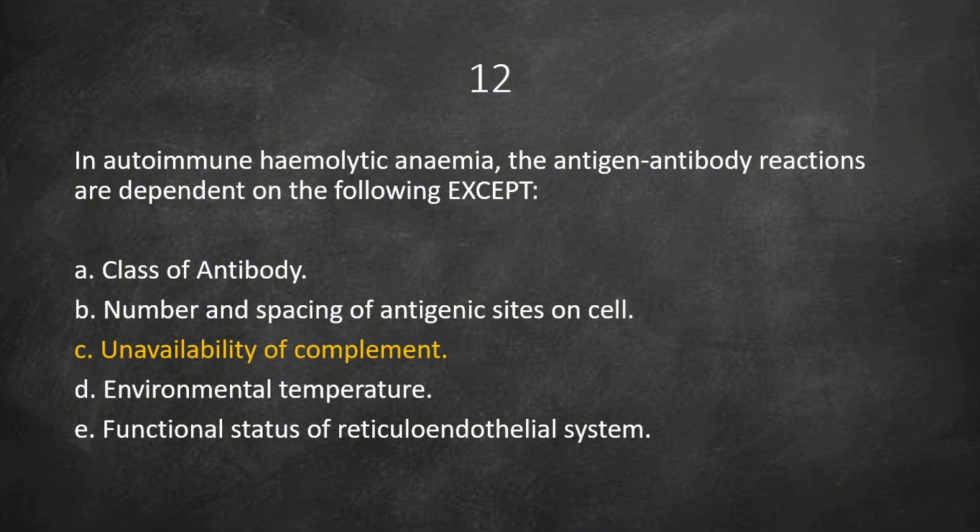If you look at it, it's a hemolytic anemia, autoimmune hemolytic anemia, where there is self-destruction of your cells. So the question is asking that the antigen antibody reaction depends on which of these, except. So if you look at the class of the antibody, that's option A, it is very important. Whether it's IgG or IgM really influences the hemolysis process.